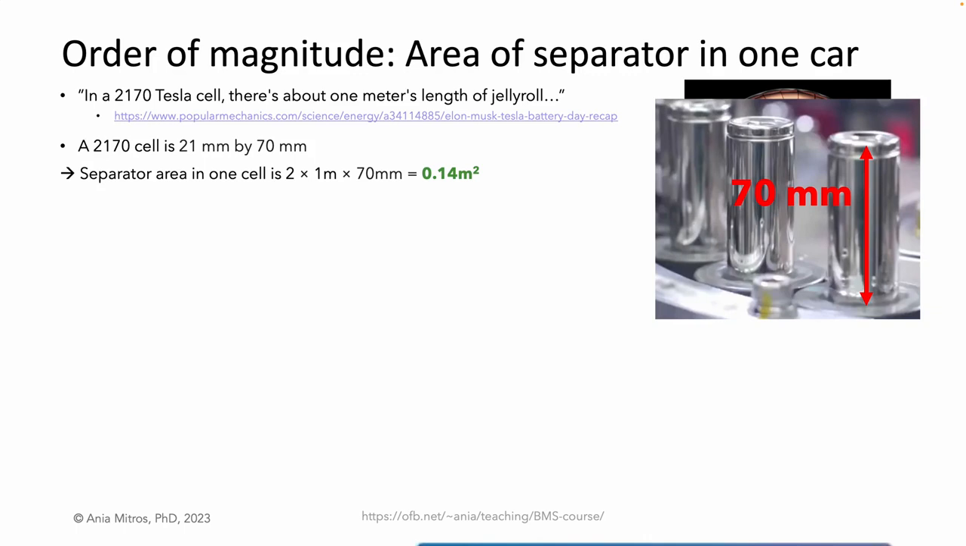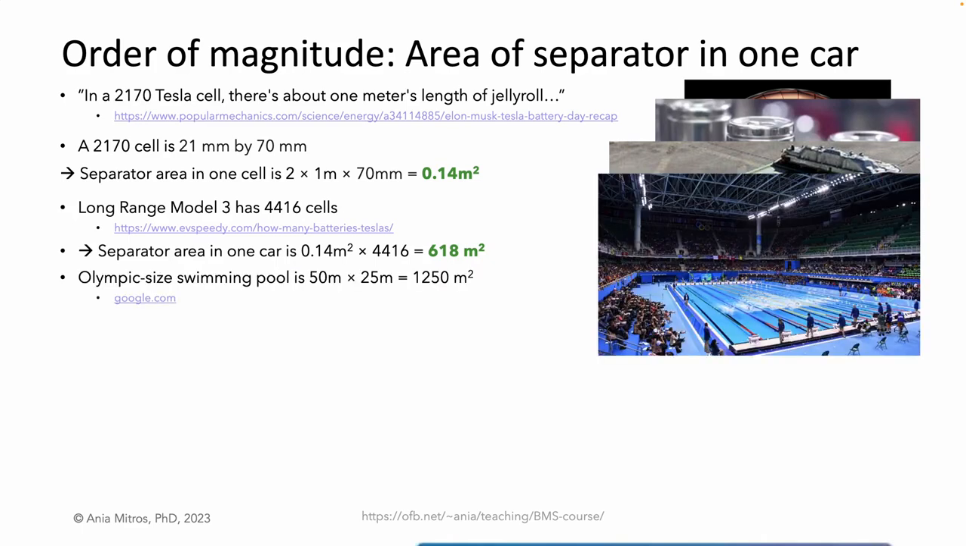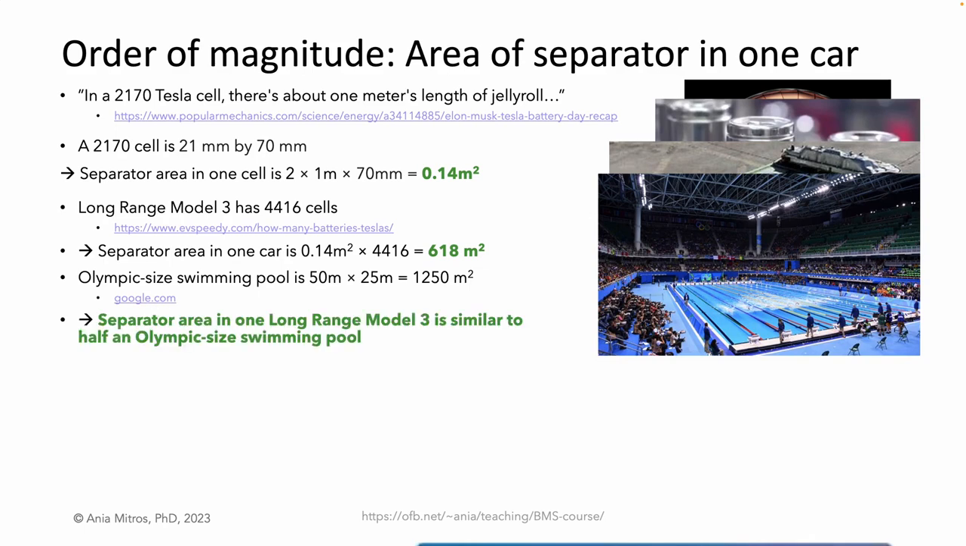Now some math. The separator area in a single cell is about 1/6 of a meter squared. And another search. The long-range Model 3 has 4,416 cells. More math tells us that 4,416 cells contain just over 600 square meters of separator. What does that mean? I can't visualize 600 square meters, but I can visualize a swimming pool. So let's put that in terms of swimming pools. The separator in one long-range Model 3 has an area similar to half an Olympic swimming pool.